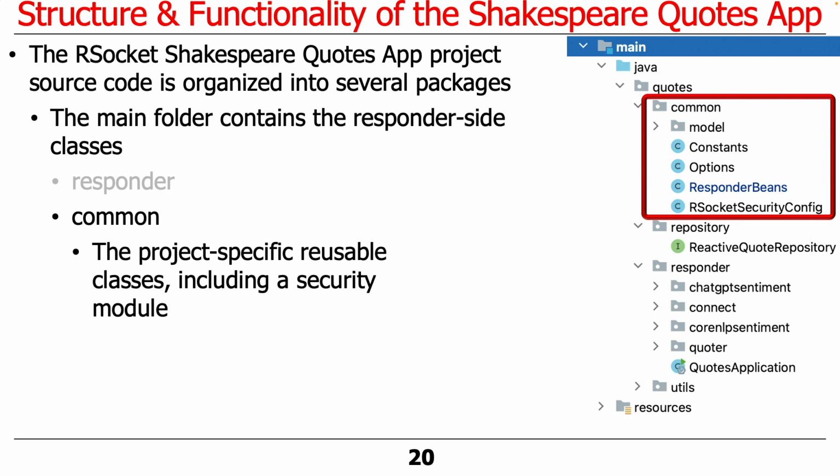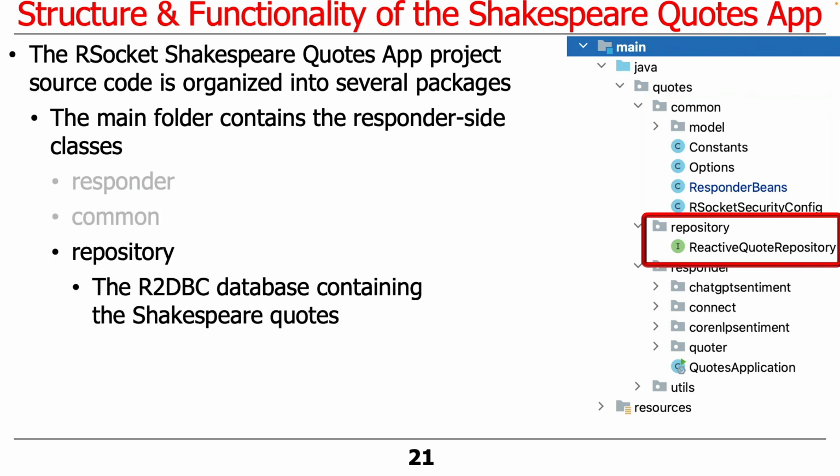We've got a bunch of common stuff that's useful for the project, including security. We have a repository folder now that stores the R2DBC database that has all the Shakespeare quotes in it. And of course, I used ChatGPT to generate the Shakespeare quotes. I asked ChatGPT, please generate for me 100 famous quotes from Shakespeare. And I told it to put it into SQL format. So it automatically generated the data SQL file and the schema that the database is initialized with. So it was really fun putting that together, and I didn't have to go and read through my high school English books to find Shakespeare quotes.